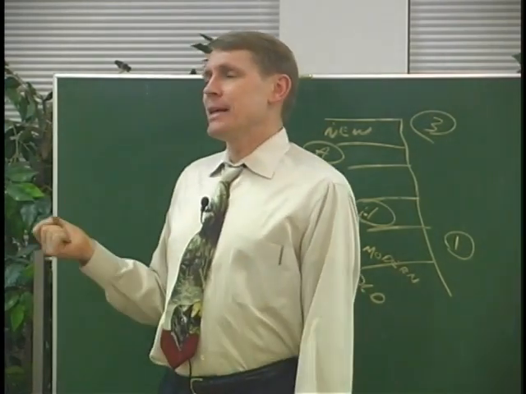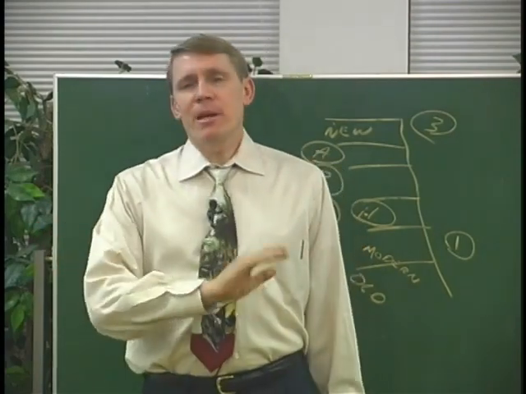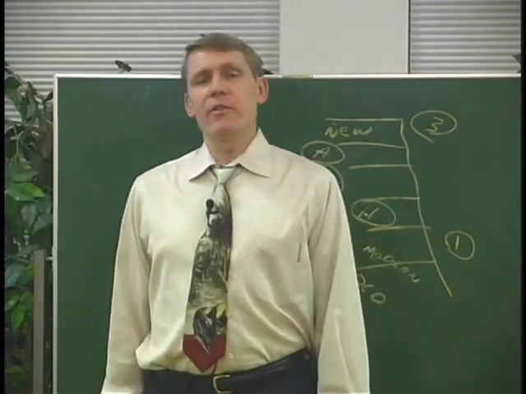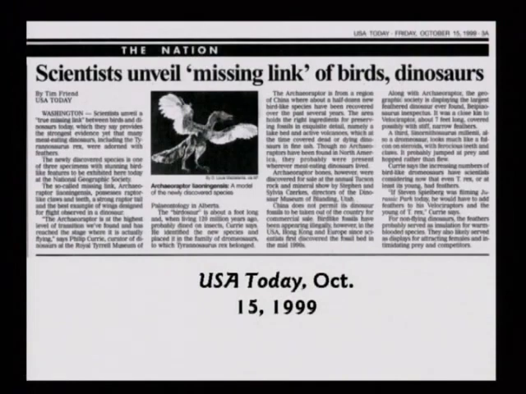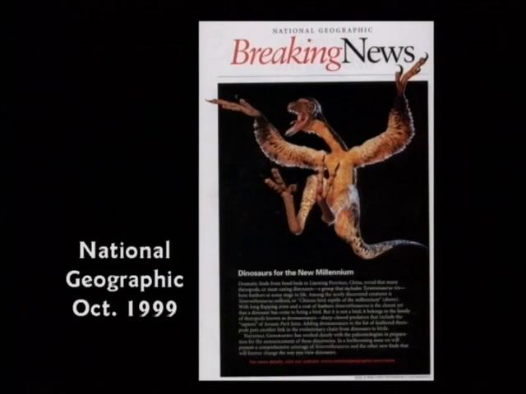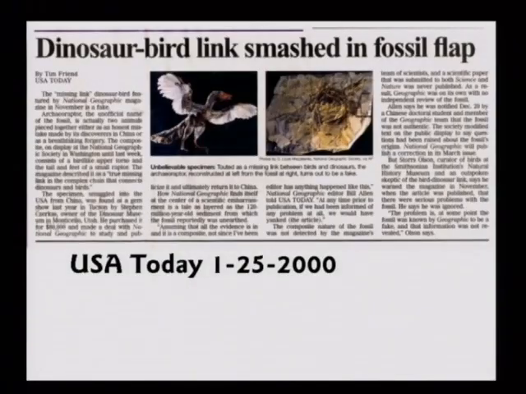Back in October '99, articles came out all over the papers, all over the world, saying that we have another missing link. We have proven evolution. We found a missing link between birds and dinosaurs. National Geographic, October '99. Proof, breaking news. The missing link. We found it, folks. January 2000. Oops, sorry, it was a fake. They were fooled. Somebody had created this fossil.